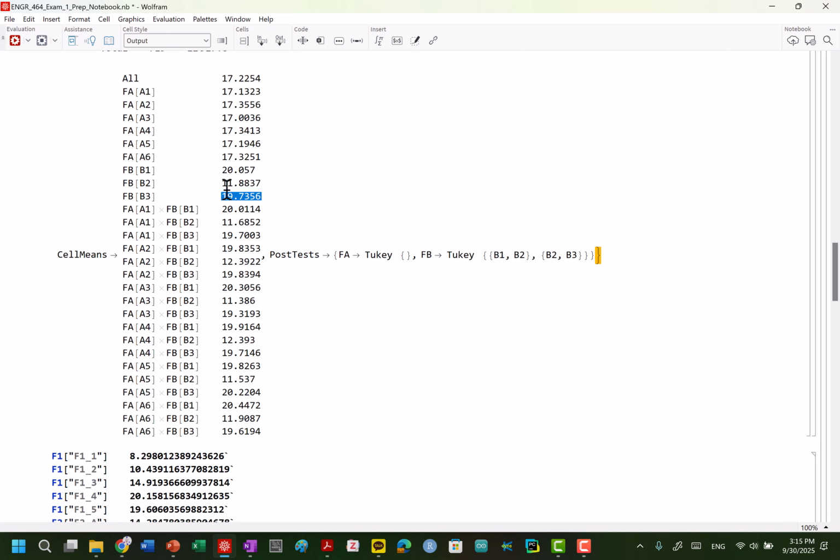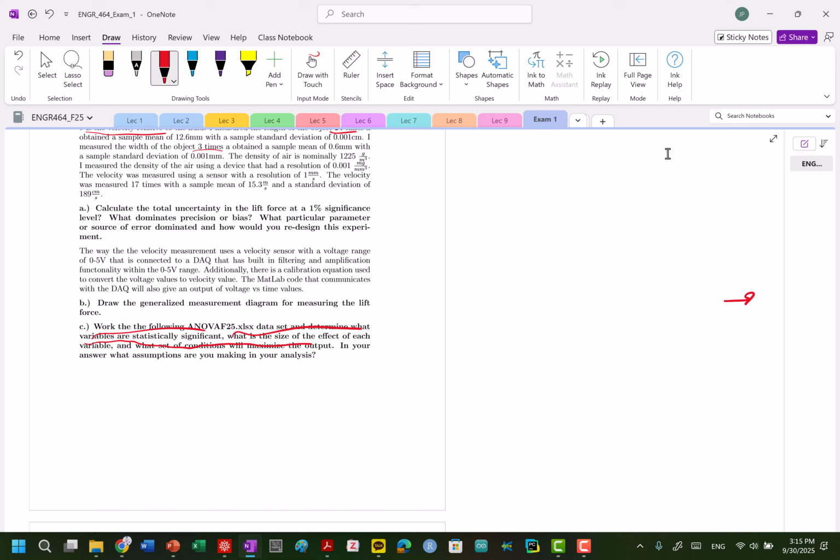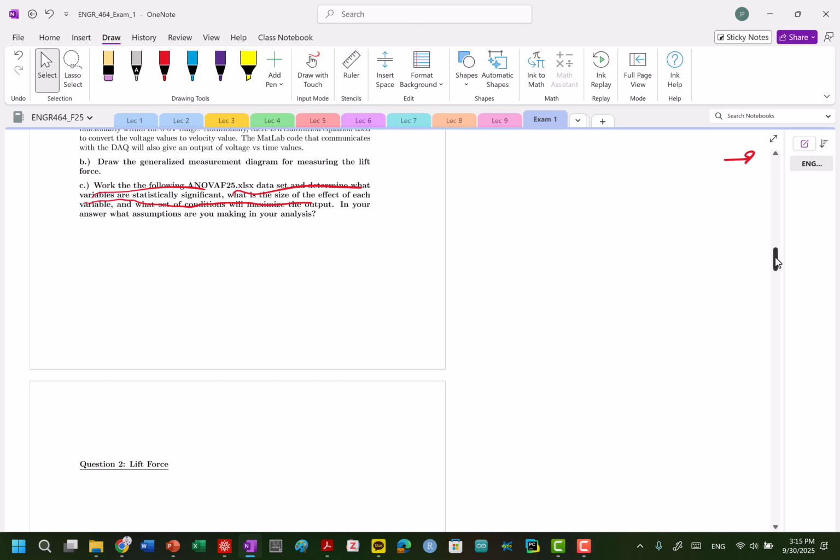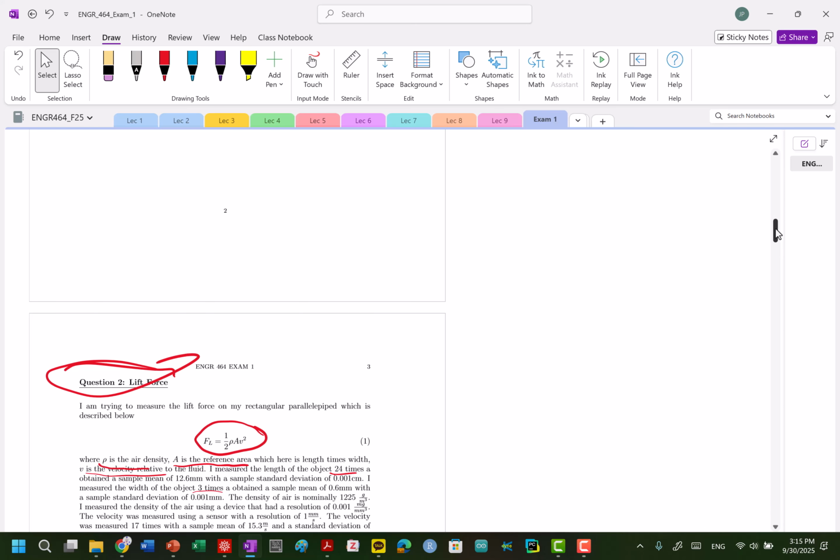Is that all we need? Size of the effect. What set of conditions will maximize the output? Good, statistically significant. What assumptions are we making? This is a good question. By doing this Tukey test, we're assuming that the variances of the variables are equal and the number of measurements are the same as well. So that is a big assumption. We might want to use Games-Howell because we're not necessarily sure that is true, but it's good enough for an approximation.